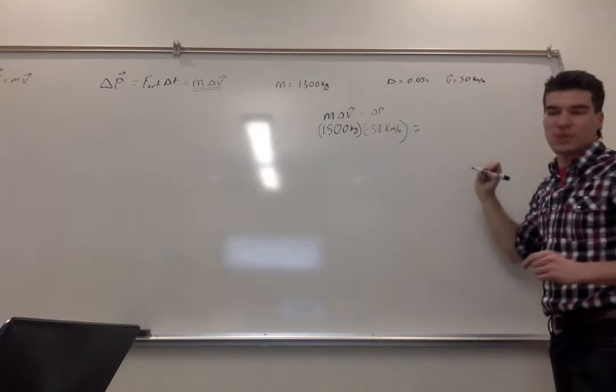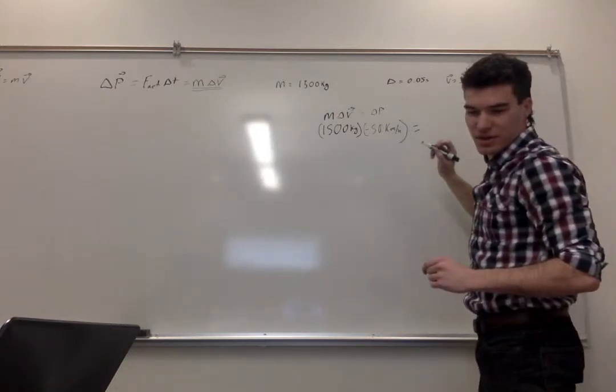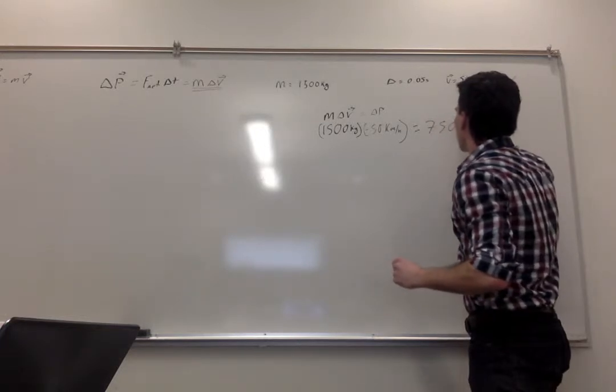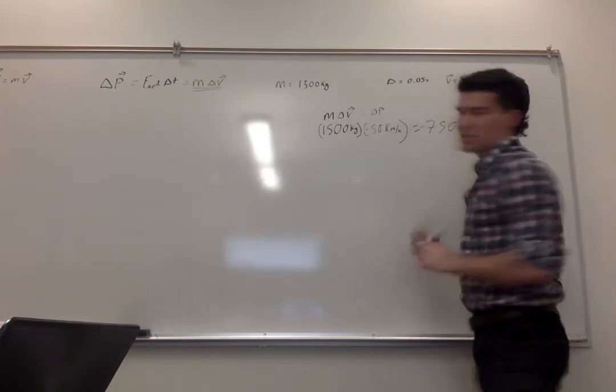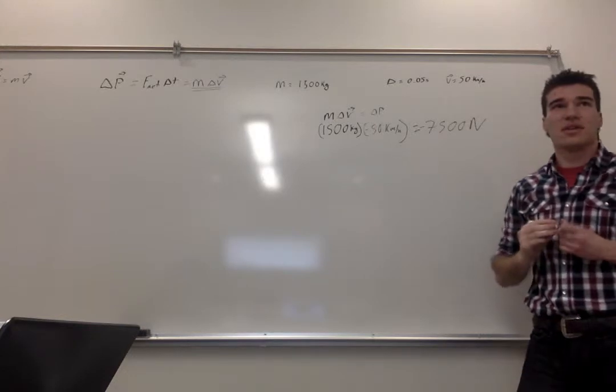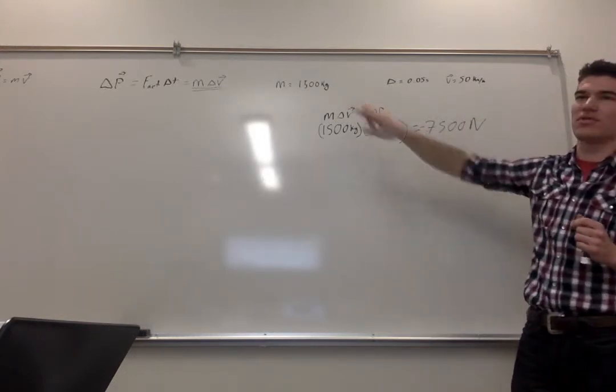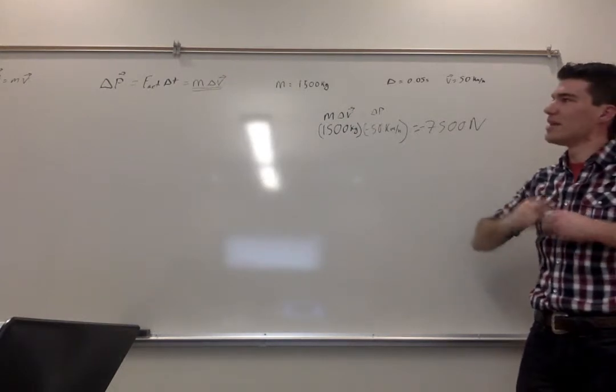And that's going to equal our impulse. So if we do the calculation, the impulse on the car is negative 7,500 newtons. And then using the impulse, we can put it into our other formula, and we can find the net force acting on the car.